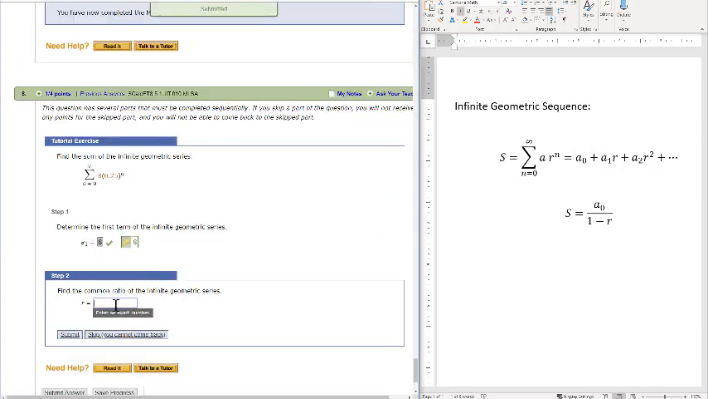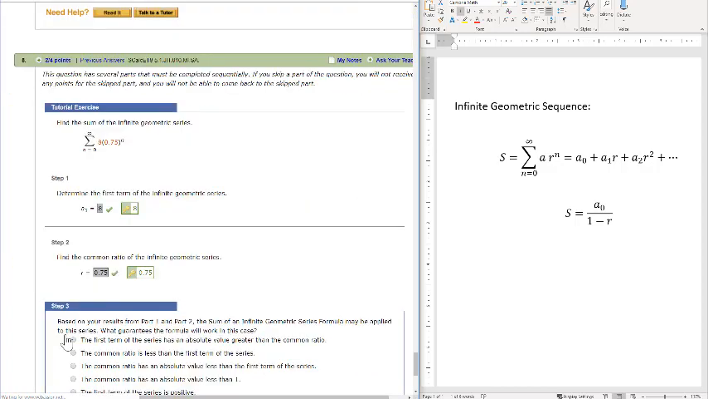Once we have that, we'll find the common ratio. If you take a look at the thing that's being raised to the power, that's usually going to be the common ratio. So we'll go ahead and put 0.75.